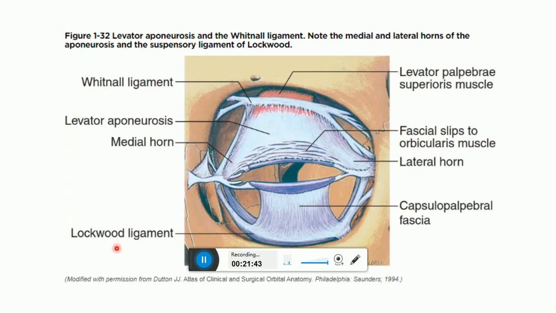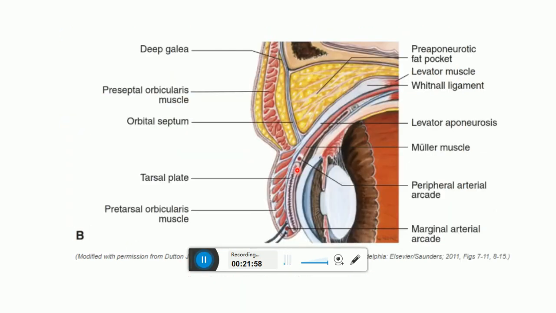And this Lockwood ligament is very important in surgery and operation on the inferior rectus. It is associated with palpebral pressure changes. Now, tarsal plate or tarsus. It is a dense connective tissue and it is not cartilage.